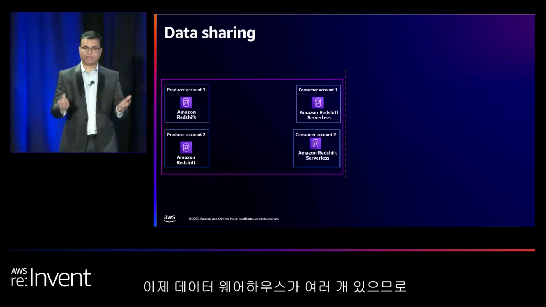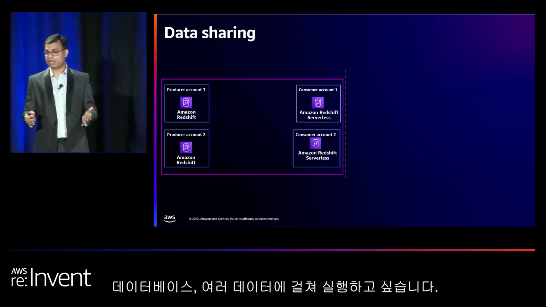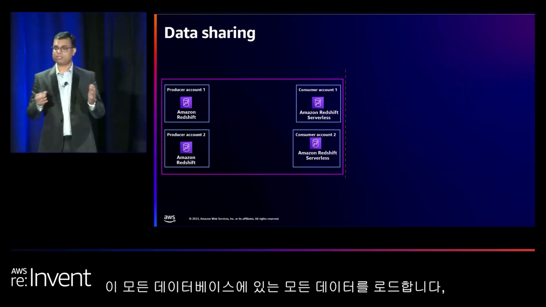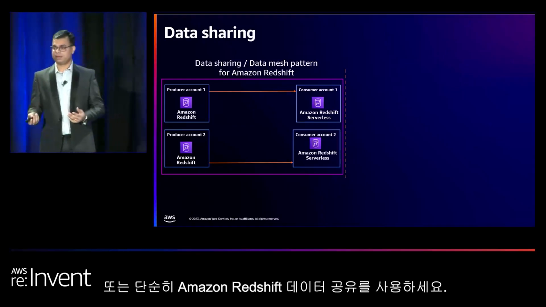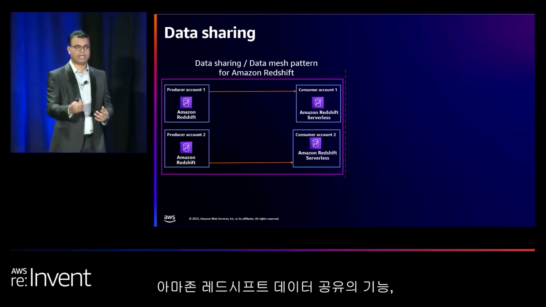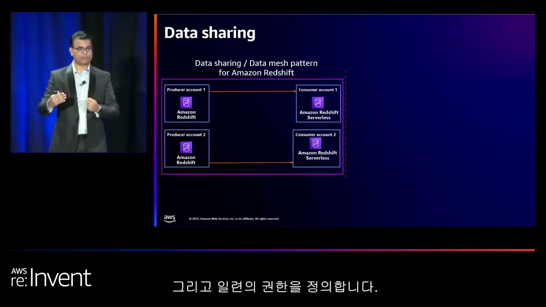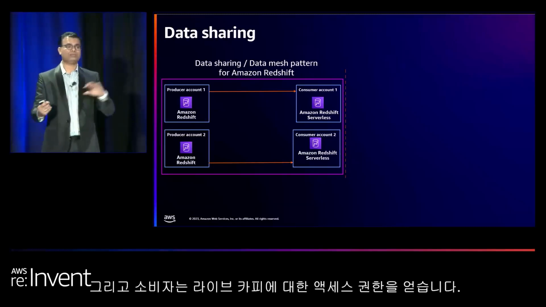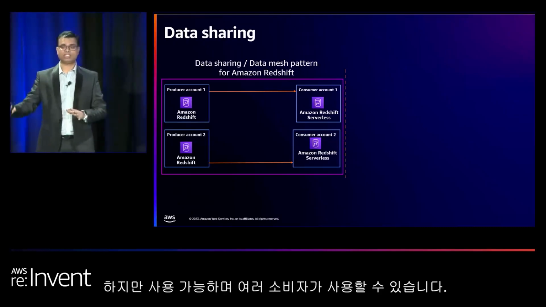Now, because you have multiple data warehouses, there will be some reports that you want to run across the multiple data warehouses. Either you load all the data across all these databases, or simply use Amazon Redshift data sharing. What Amazon Redshift data sharing does is, basically, the producer owns the data, defines a set of permissions, and grants the permission to the consumer, and then the consumer gets access to the live copy right from the producer.